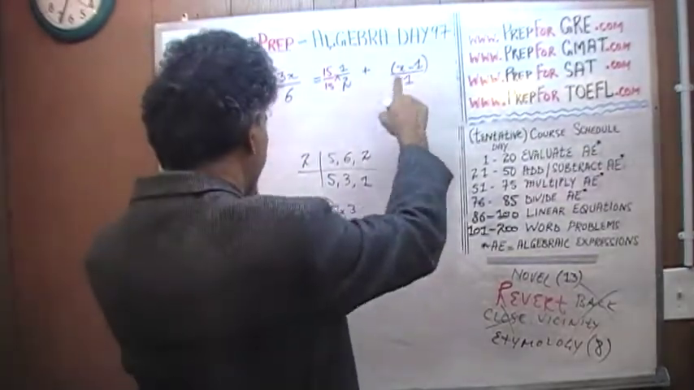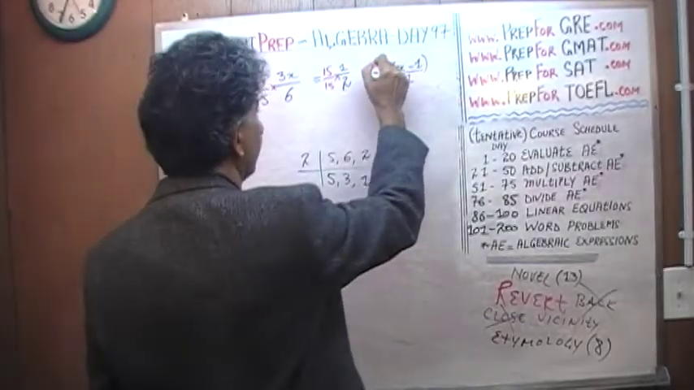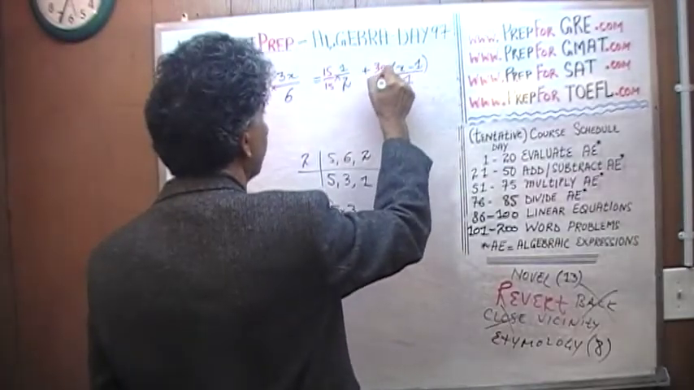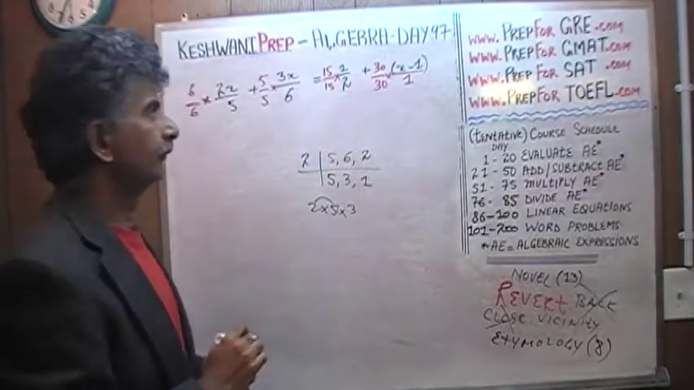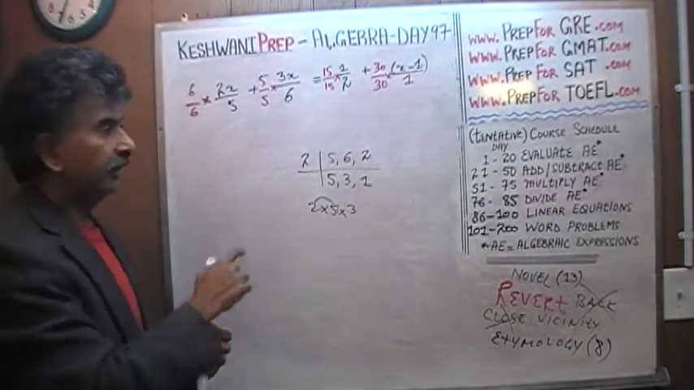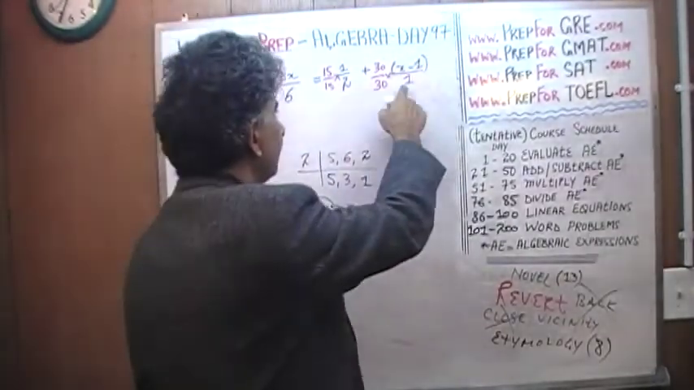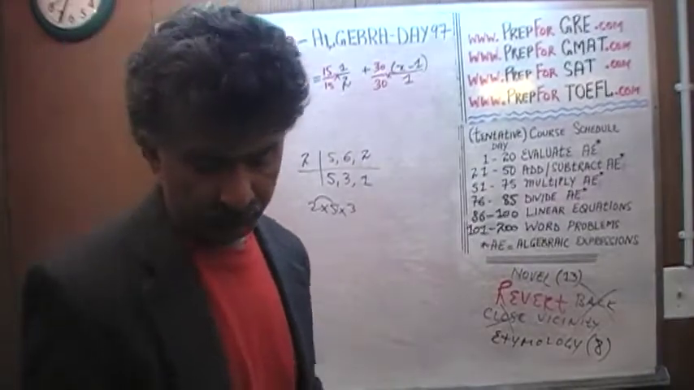This guy has only a denominator of 1. We need a denominator of 30. Well, multiply the top and the bottom by 30. Voila. Now, everything has a denominator of 30. 6 times 5 is 30. 5 times 6 is 30. 15 times 2 is 30. And 30 times 1 is 30. Everything has a denominator of 30.